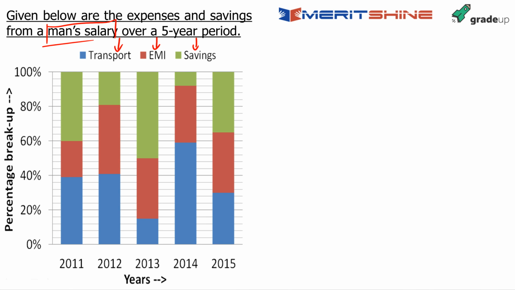Fine. So rule number 1 in DI: whatever is given is to be assumed. You might find it very stupid. So these are the 2 expenses and the rest is savings. If it sounds stupid, it is stupid. But these are the 3 components of his salary. So this is learning number 1 here.